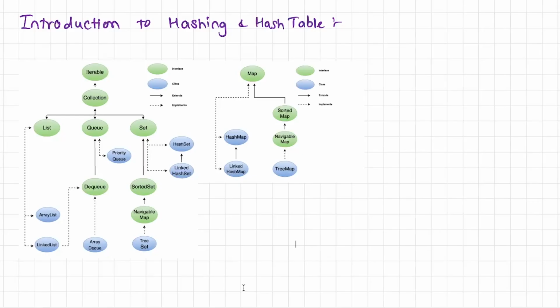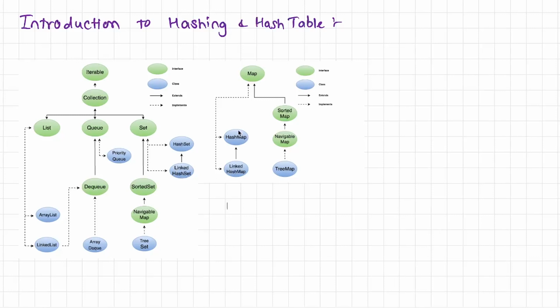Alright guys, let's begin this video. So guys, if you look at the collection hierarchy diagram, then you will see that there are two classes that implement the set interface. One is HashSet and the second one is LinkedHashSet. And both of these classes are implemented using hashing.